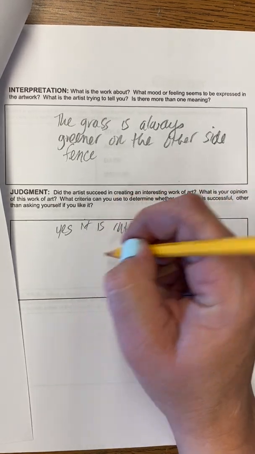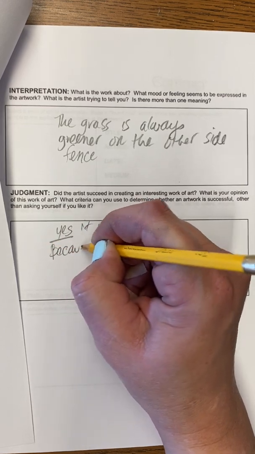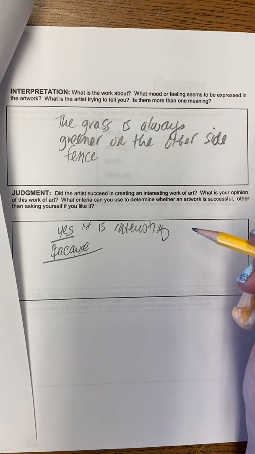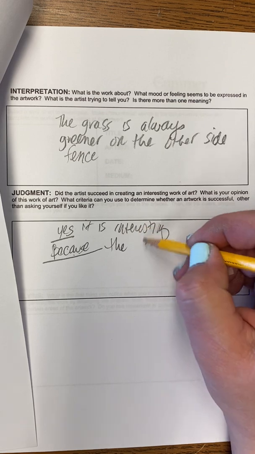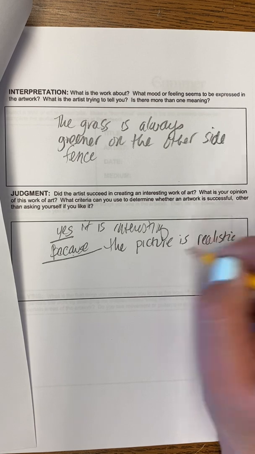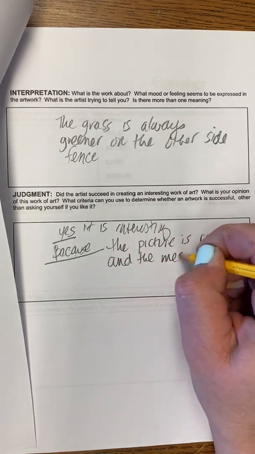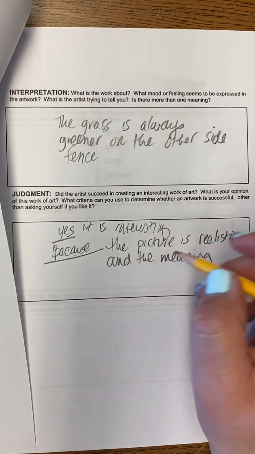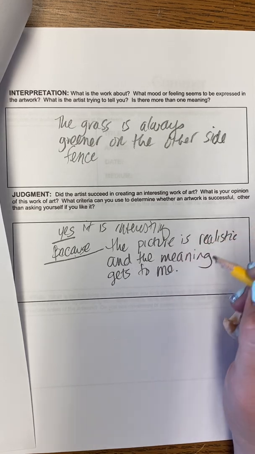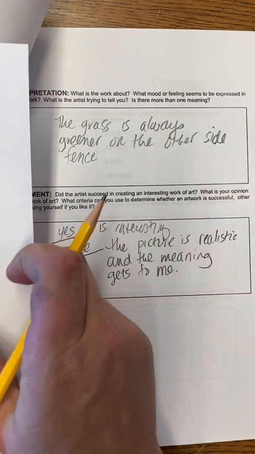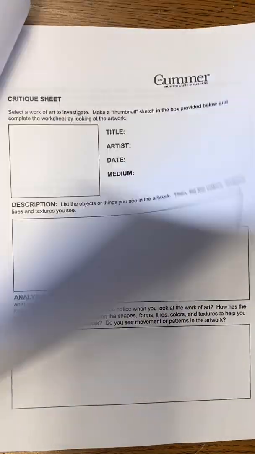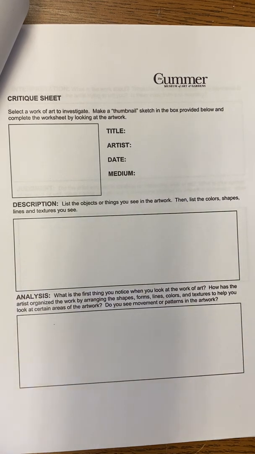And then I want you to say why. So no or yes, and then the word because. And for me, for this piece of artwork, I'm going to say the picture is realistic and the meaning gets to me, inspires me, provokes me, makes me think. Okay, so that's 1 of 3. You still have 2 other times to do it with 2 different pieces of artwork.